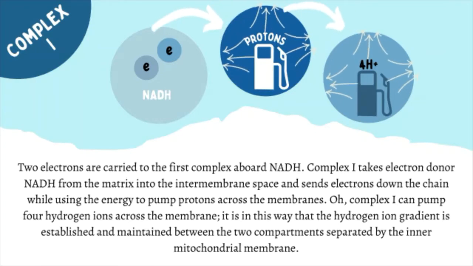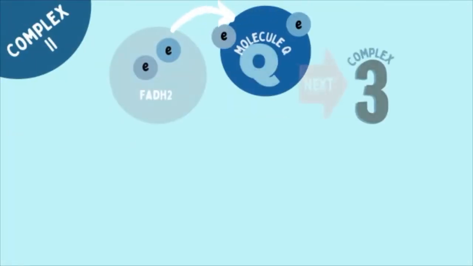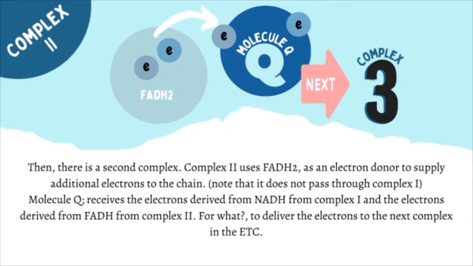Then, there is the second complex. Complex 2 uses FADH2 as an electron donor to supply additional electrons to the chain. Note that it does not pass through complex 1. Next is molecule Q. It receives the electrons derived from the NADH from complex 1 and the electrons derived from FADH2 from complex 2. For what? To deliver the electrons to the next complex in the ETC.